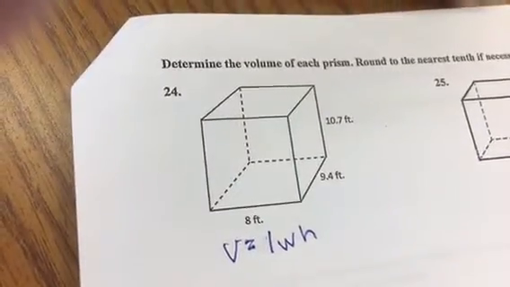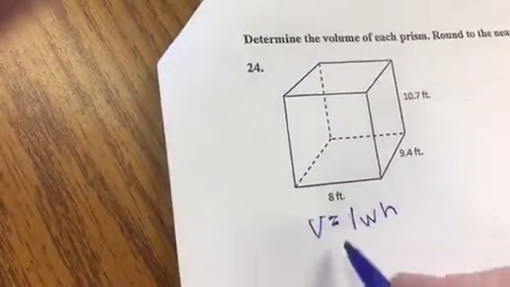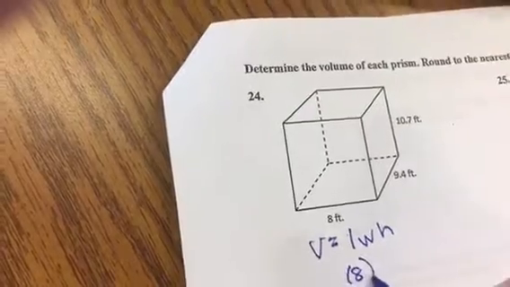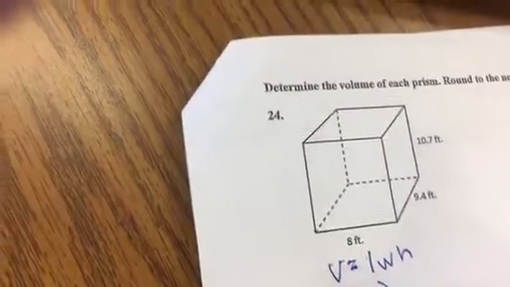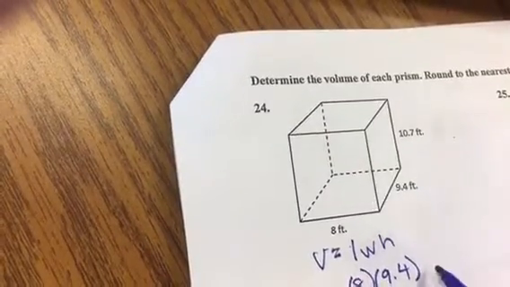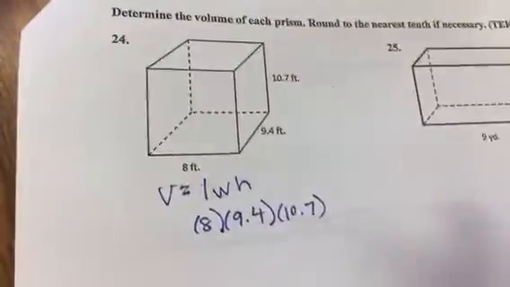times each other. It doesn't really matter which one I call the length, the width, and the height. So I'm just going to multiply all 3 of these numbers together. Sorry, I'm having to hold my phone, so doing the best I can. 8 times, let's see, 9.4 times 10.7. Okay, so I'm going to do the first two.